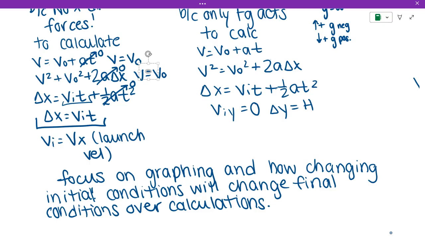How would changing the height change the range? Well, changing the height is going to make more time in the air. More time in the air is going to mean we're going to travel farther. So focus on things like that over being able to do calculations. We're not going to do a lot of calculations with projectiles. It's going to be more qualitative or conceptual than quantitative.